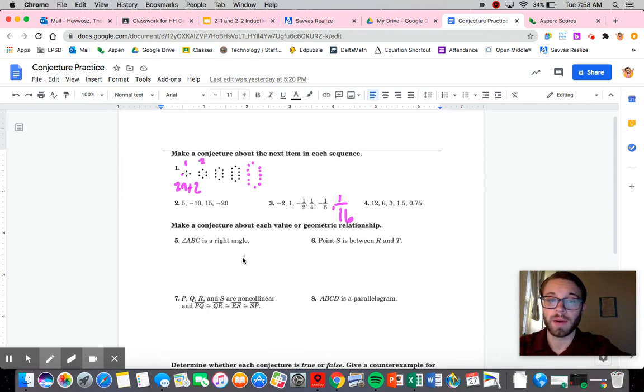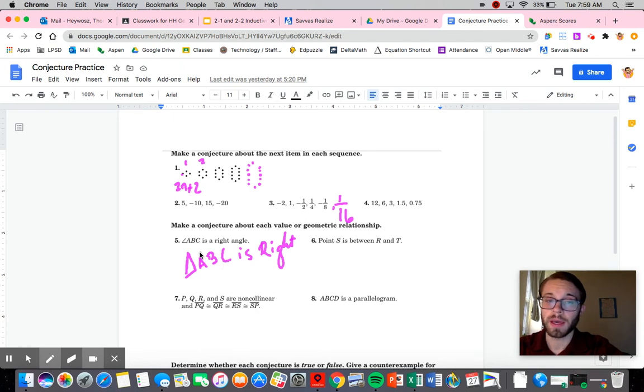Angle ABC is a right angle. Okay. Maybe we could say triangle ABC is right. Like I am using the information I have because ABC would be an angle of this triangle, and that would make it a right triangle. We don't know. I can't prove that this is part of a right triangle, but it's within the realm of possibilities.